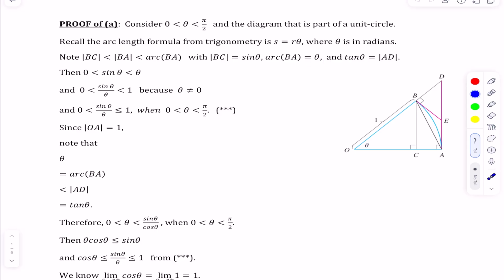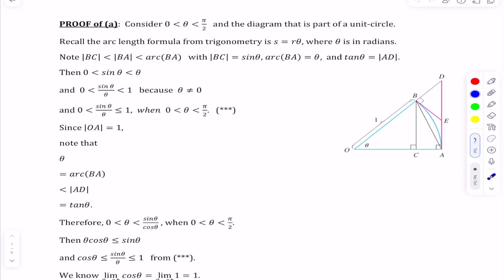And one more thing, we need to look at the tangent of theta. Well, tangent of theta, you can see a big triangle here. And you know this side is 1. So when you take the tangent of theta, it's going to be opposite over adjacent. But the adjacent is just the length 1. So tangent of theta is actually just the measure of AD.